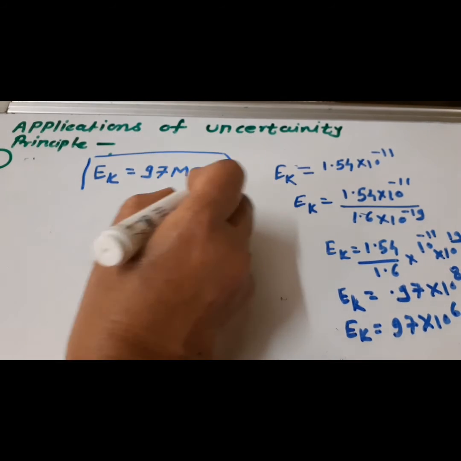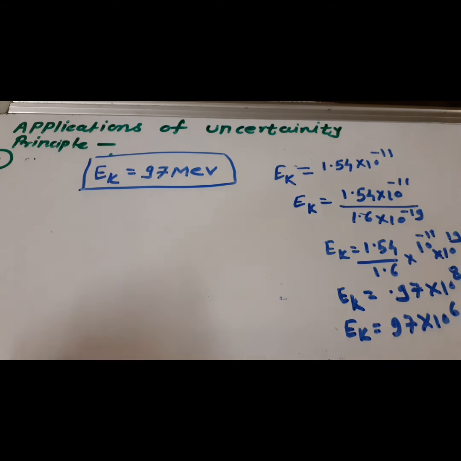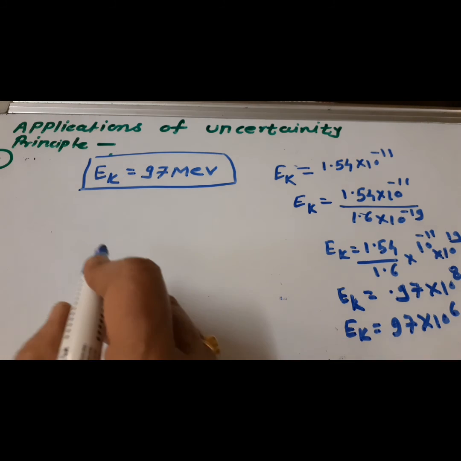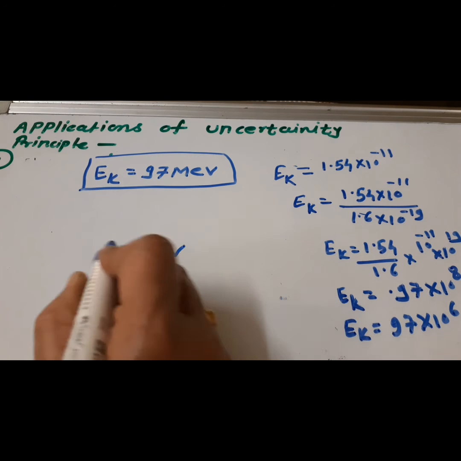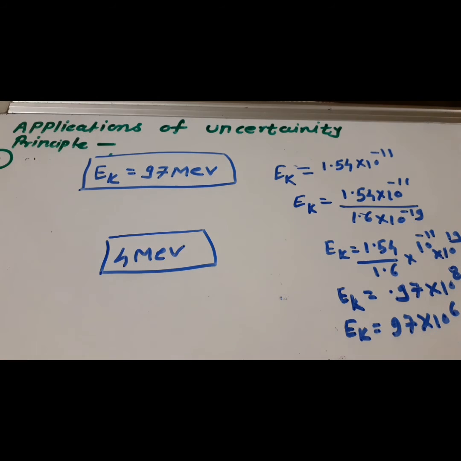Thus, from this equation, we can say the electron existing inside the nucleus must have energy of the order of 97 mega electron volt. But the experimental observations show that no electron in the atom possesses energy greater than 4 mega electron volt. The experimental value is 4 mega electron volt, and hence the electron cannot exist inside the nucleus, and hence this is the proof. Thanks.